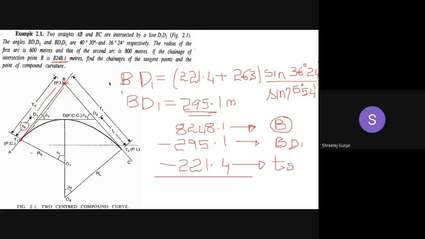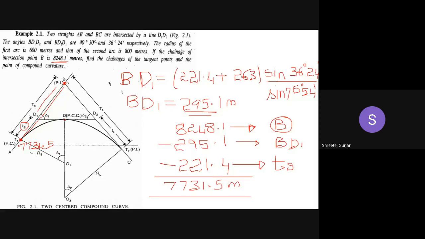What is the chainage of T1 now? If you minus, you will get the chainage of T1. Can you calculate and let me know what is the chainage of T1? 7,731.5 meters. This is the chainage of T1. So I'll write down 7,731.5 is the chainage of this point.